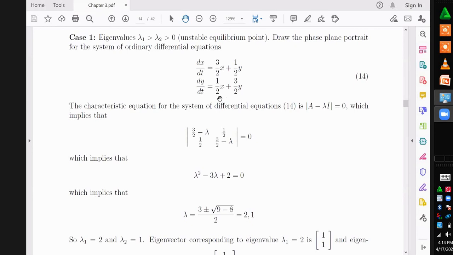The characteristic equation for this system of differential equations is determinant of A minus lambda I is 0. So this is the determinant of 3 by 2 minus lambda, 1 by 2, 1 by 2, 3 by 2 minus lambda is 0. Now expanding this determinant, you can see this is lambda square minus 3 lambda plus 2 is 0. So lambda has values 3 plus minus square root of 9 minus 8 over 2. So 2, 1, these are eigenvalues of matrix A. So you can see lambda 1 is equal to 2, lambda 2 is equal to 1. These are two eigenvalues. So lambda 1 is greater than lambda 2 is greater than 0.